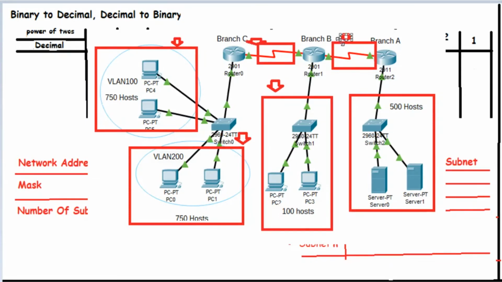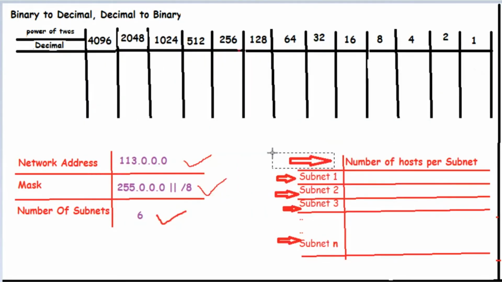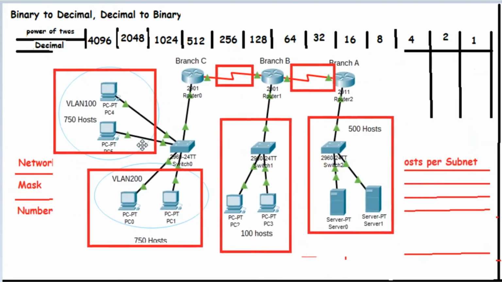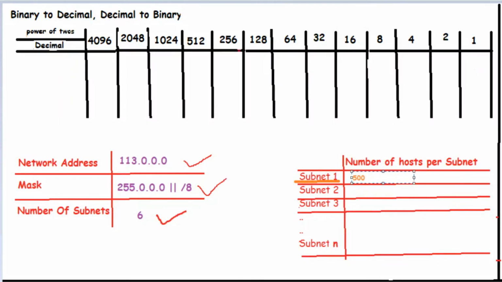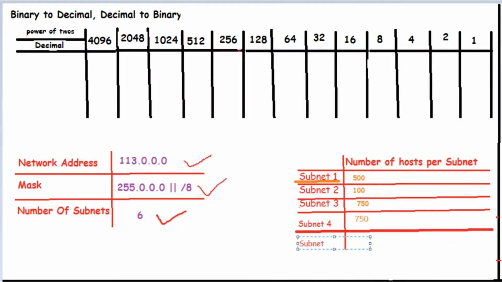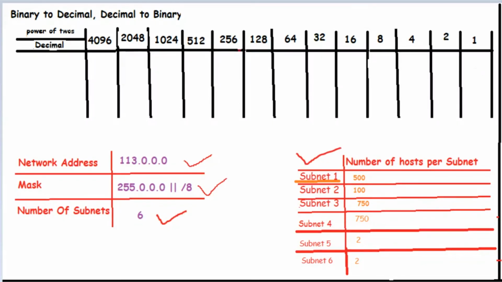So this one shows that we need 6 subnets. Let's associate subnet 1 with branch A, so on and so forth. So subnet 1 needs 500, subnet 2 needs 100, subnet 3 for VLAN 100 needs 750, and subnet 4 for VLAN 200 also needs 750. Anything else? Yes, the serial links. Subnet 5 needs 2, subnet 6 needs 2 as well. Those are serial links. Now we've completed the 4 key elements, which means we can proceed to the next step.